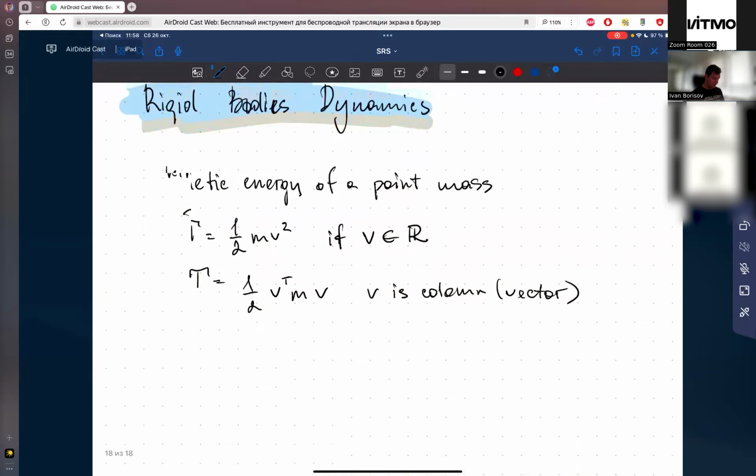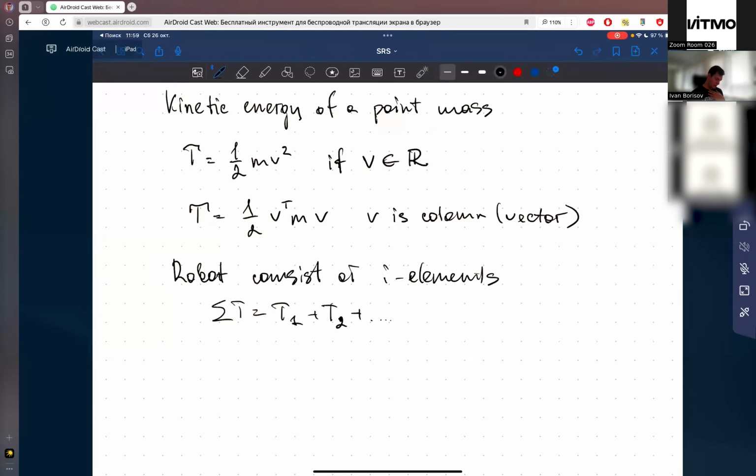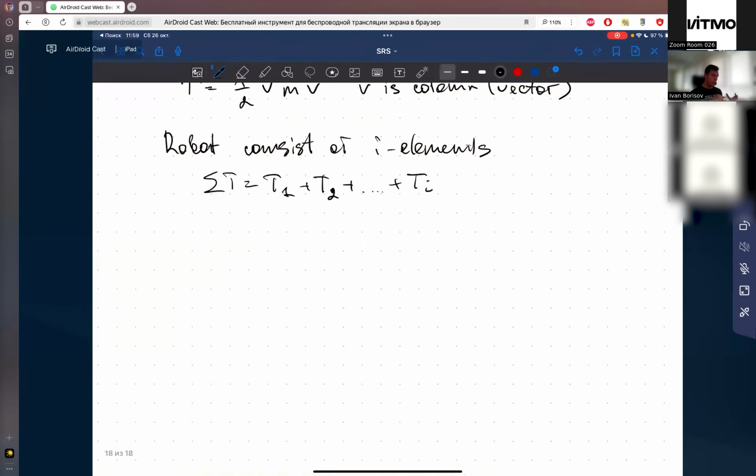Right. So let us consider that the robot consists of i elements. In this case, the total kinetic energy will be the kinetic energy of the first body, of the second body, plus, plus T_i. So you need just to sum it, right? And the same is true for a rigid body.